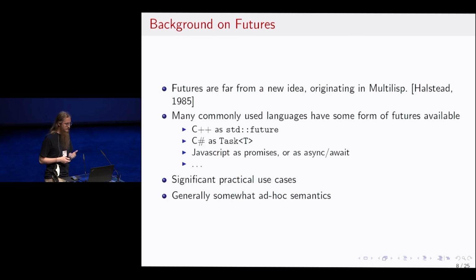So C++ has this standard future construct. C# calls these Task<T>. JavaScript sometimes calls these promises, sometimes async/await, depending on who you talk to. So these are used all over the place. They have significant practical use cases.